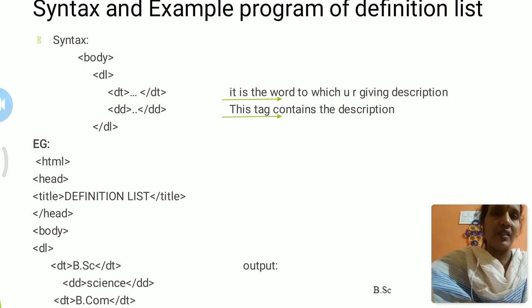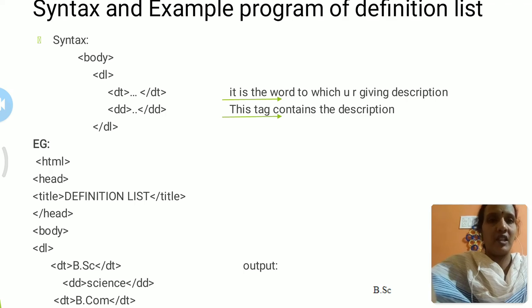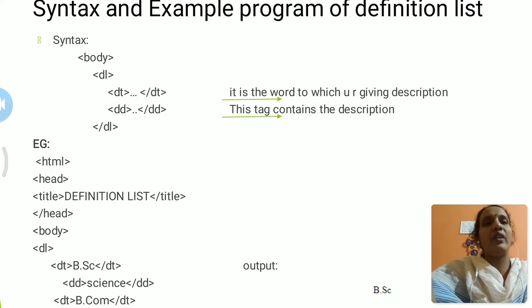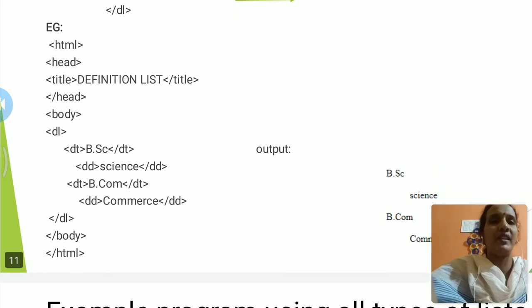See, in the syntax, again in the body section, the list starts with DL opening and ends with DL closing. And the DT, what is the DT? Definition term: the word to which you want to give the definition. Next, DD is a description, meaning it is the definition of that word. You can observe the example program in the body section. For BSc I have given the word. In the next line, what definition have I given? Science. So science is the definition of BSc and commerce is the definition of BCom. The definition should be included between a DD opening and DD closing, and the word to which you are giving the definition should be included between a DT opening and a DT closing.